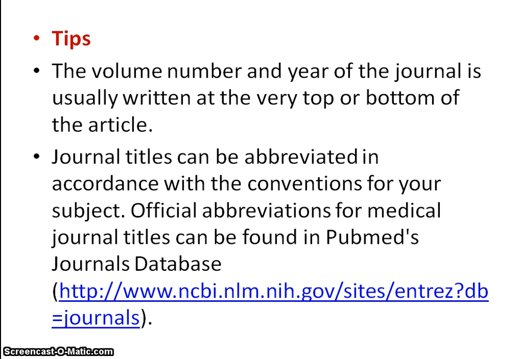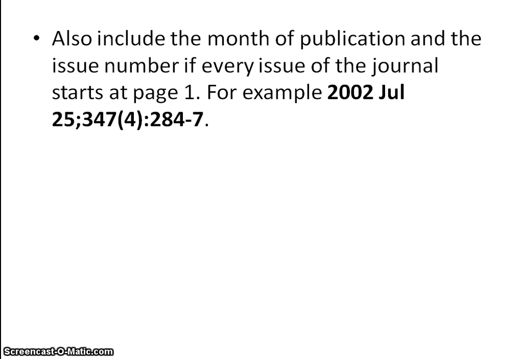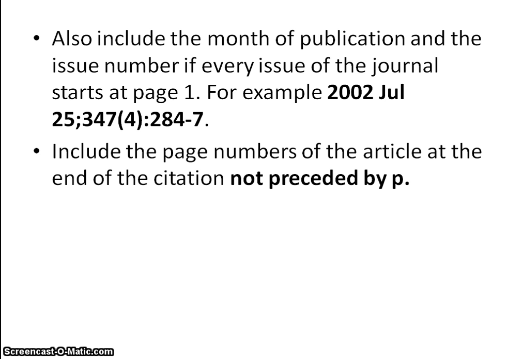Journal titles can be abbreviated in accordance with the conventions for your subject. Official abbreviations for medical journal titles can be found in the PubMed journal database. Also include the month of publication and the issue number if every issue of the journal starts at page 1, for example. Include the page numbers of the article at the end of the citation, not preceded by p.